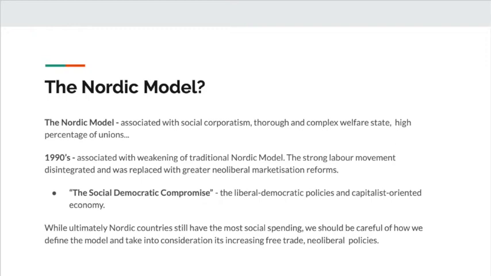Now, I also wanted to raise attention to the Nordic model. The study focuses a lot on the Nordic model, and there's a lot of discussion today around whether or not the model as it was traditionally viewed is still alive today. Typically the Nordic model is associated with social corporatism, having a deep welfare state, which means having higher taxes going towards things like education, healthcare, etc. A lot of social spending. It's also associated with a very high percentage of unions.